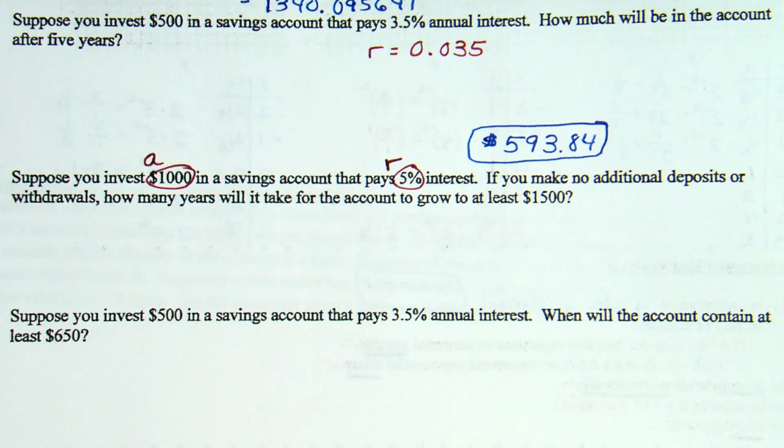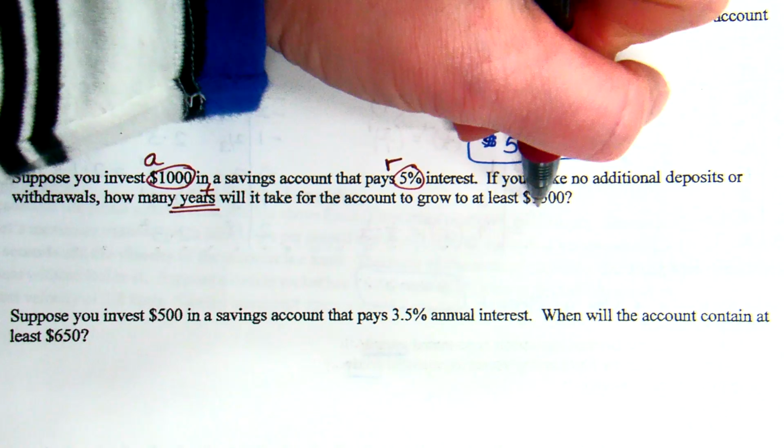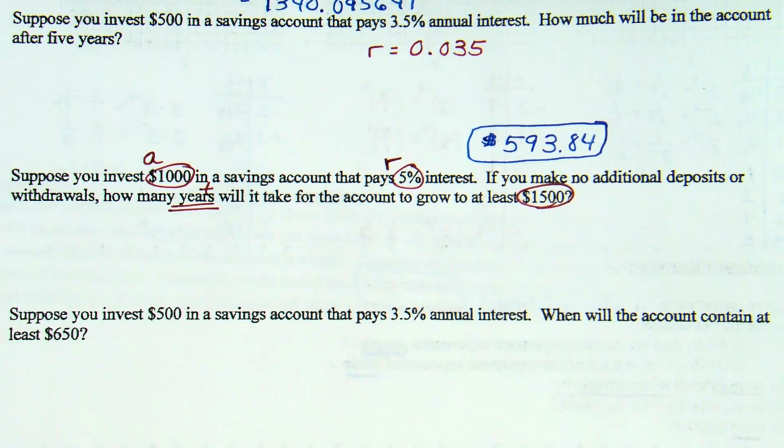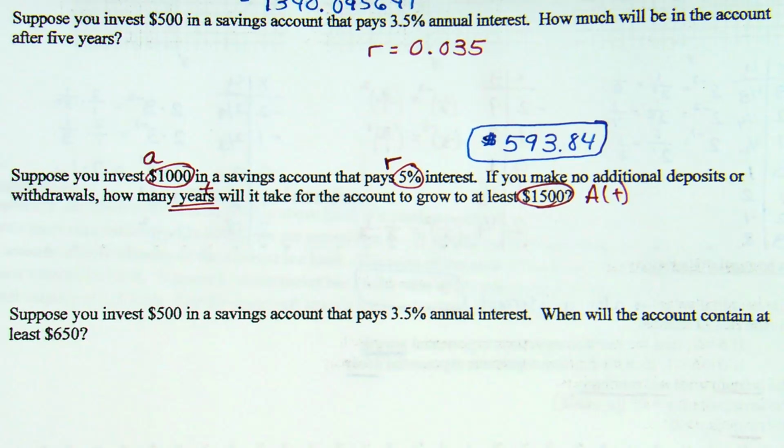What's different about this one? If you make no additional deposits or withdrawals, how many years? What are they asking me? Yeah. They're asking me time, and they're wanting to know for the account to grow to $1,500. What is that $1,500? That's your balance. That's your amount. That is your capital A, your A of T if you want.